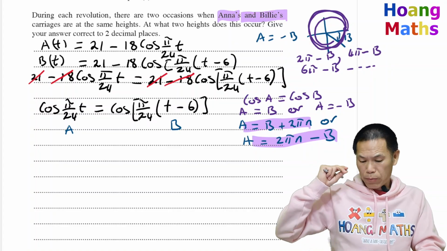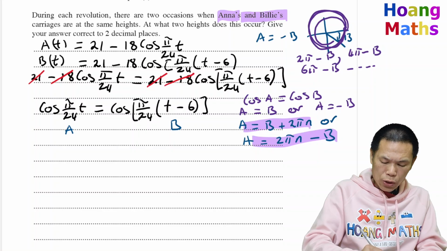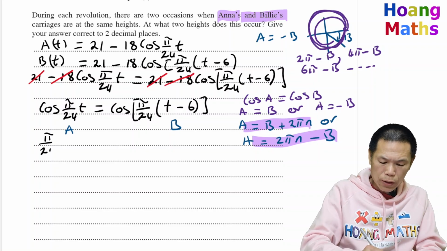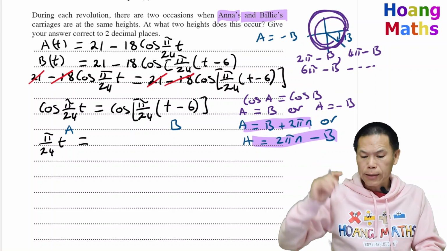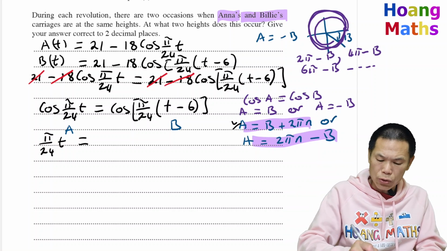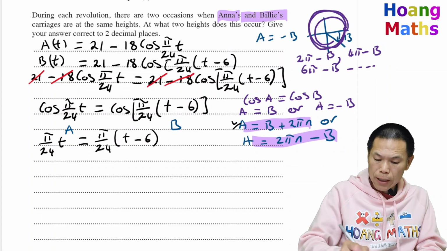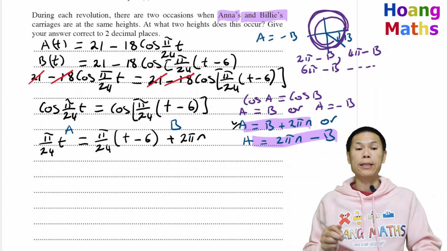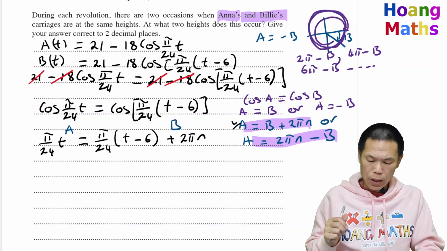Now we just put that into the general equations. So A, which is pi over 24t, equals B plus 2 pi n, using the first general solution. So that is pi over 24 times (t minus 6), and then we add 2 pi n. Don't forget, n is 0, 1, 2, 3, 4, and so on.